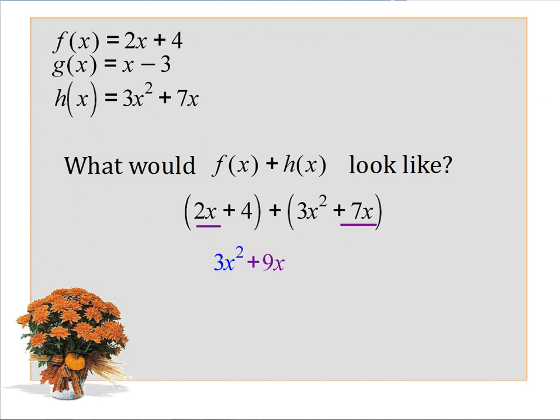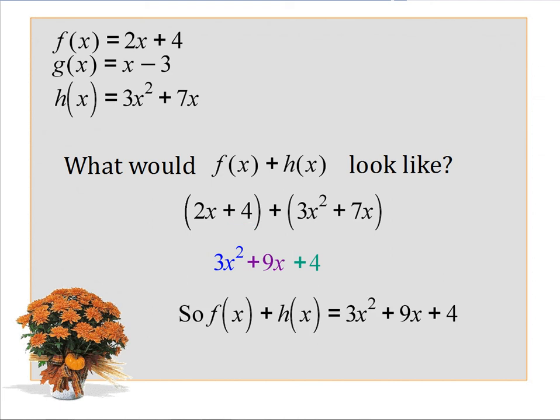I have two x terms that I can combine, 2x's, and I'm adding 7 more x's, giving me 9x's. And I only have one constant, so I'm going to put the plus 4 at the end of my answer. So f of x plus h of x is going to be a positive 3x squared, a positive 9x, and a positive 4.